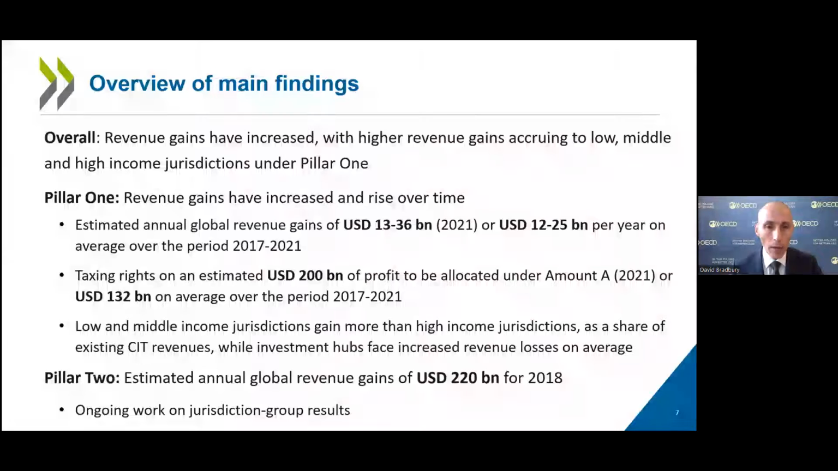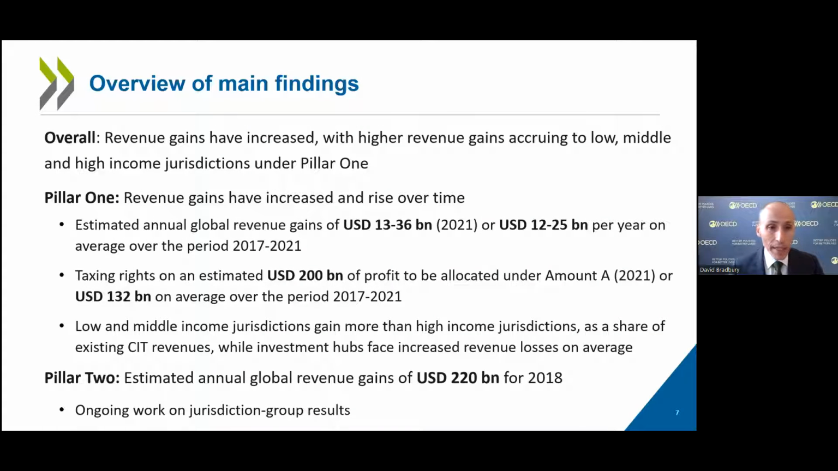$13 to $36 billion. Now, the average across the 2017-2021 period is $12 to $25 billion. But this stems from the calculations that have been undertaken to determine the amount of residual profit that has been allocated under Amount A. And when we last reported on this figure, we reported a figure of $125 billion. But what we see is $200 billion of profit that will be the subject of this new taxing right. And the new taxing right that we'll see is exercised by market jurisdictions.